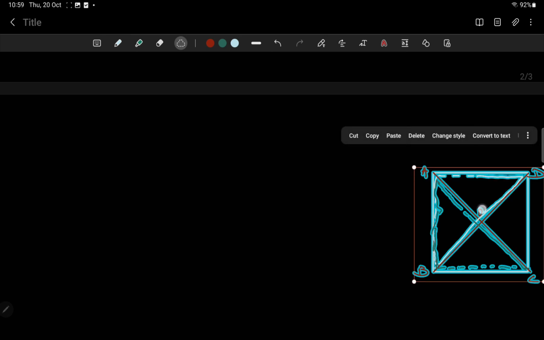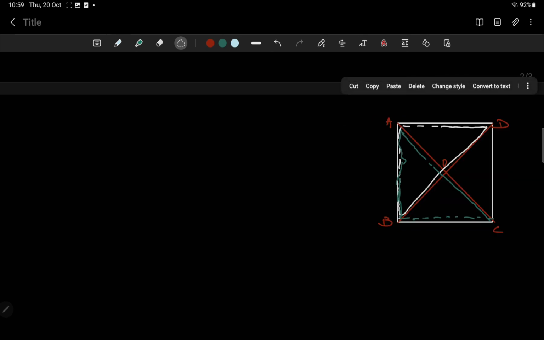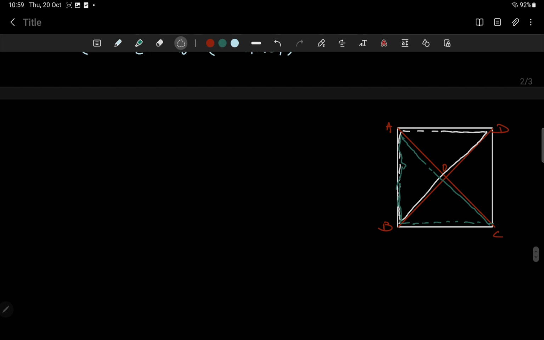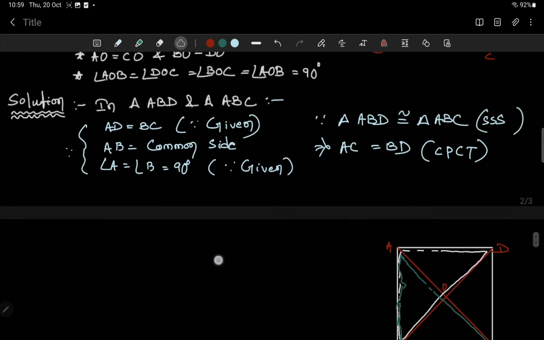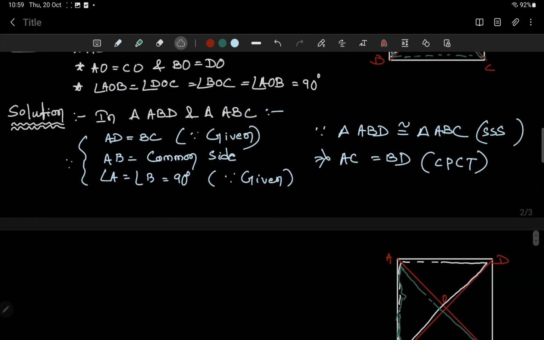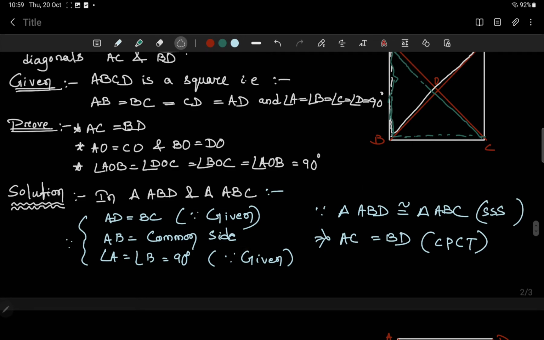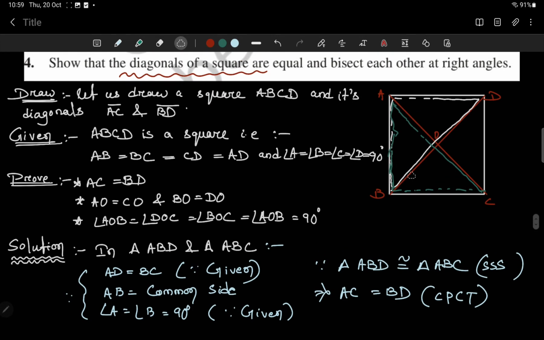Paste. Yeah. So this is the feature of this tab. Okay. So what we were saying, AC equals BD is proved. Next we have to prove that AO equals CO and BO equals DO.